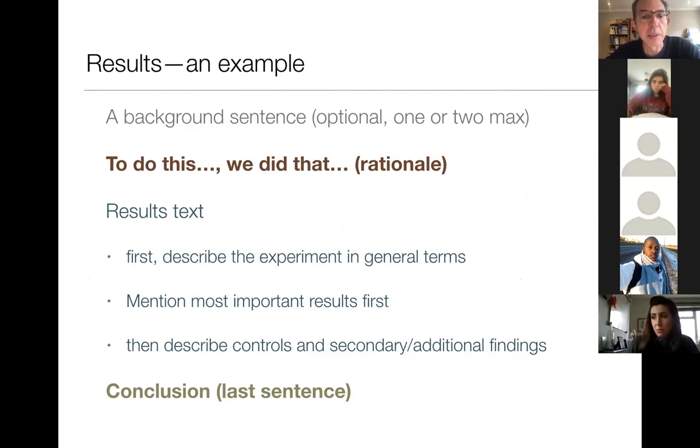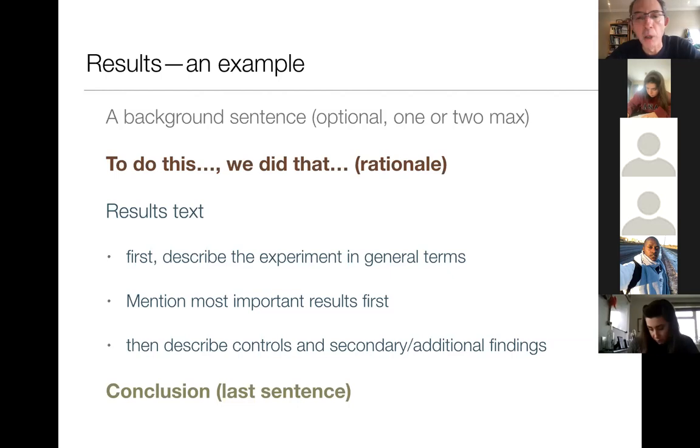Again, as I just went through it: background, to do this we did that as the rationale, then some results text, and then a conclusion, which is the last sentence. Now, this is how you start. If you start with this, it will make life a lot easier because you can start drafting it like that. When you have the full paper together and you're editing it, you might actually start changing this.